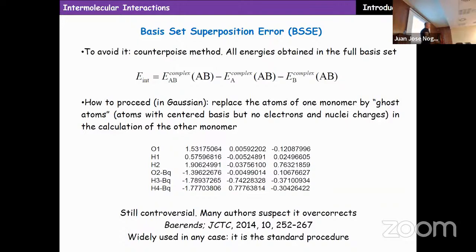Okay, but we have to use it because we avoid the large computational cost of this extrapolation to the CBS limit, and the basis set superposition error in large systems can be even larger than the interaction energy itself. So we have to use it.